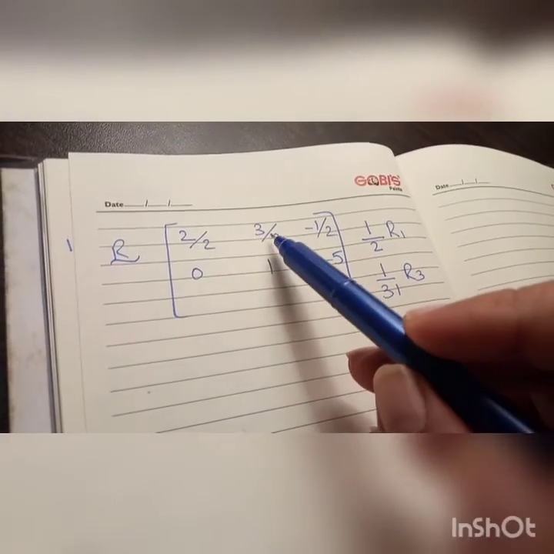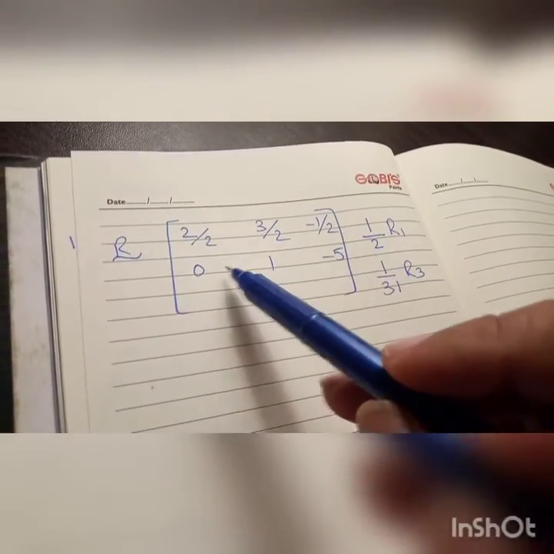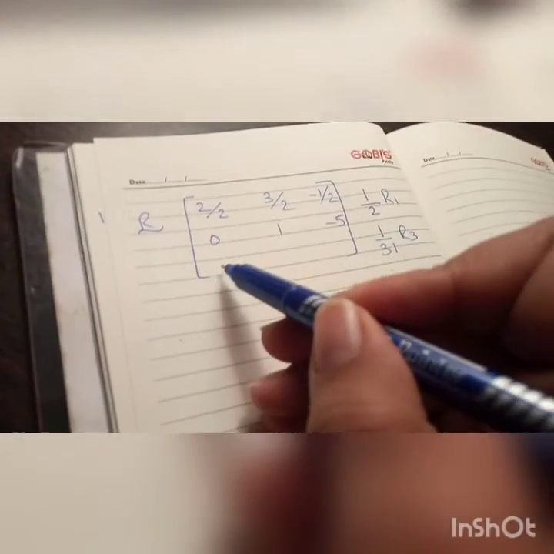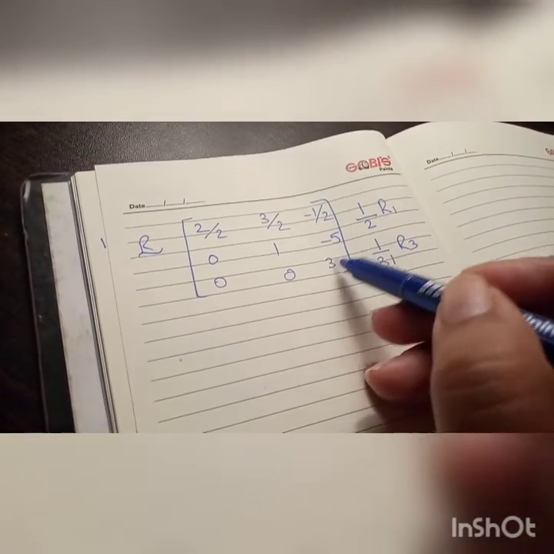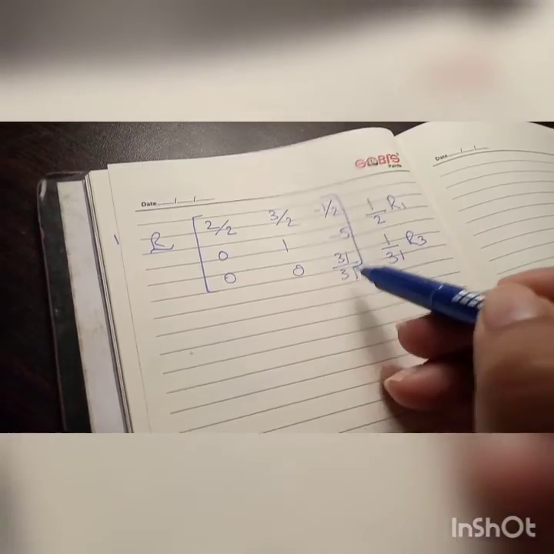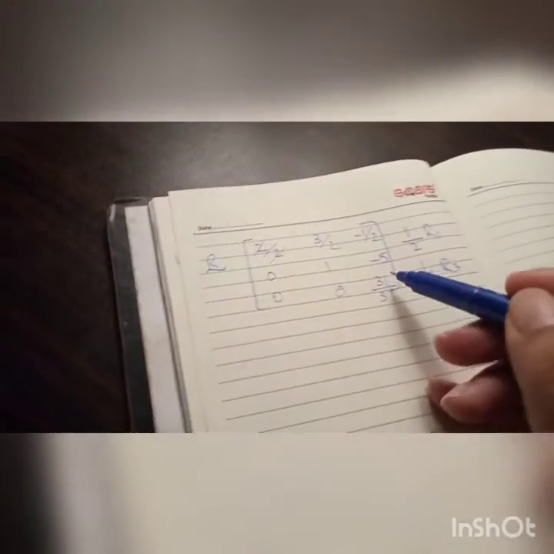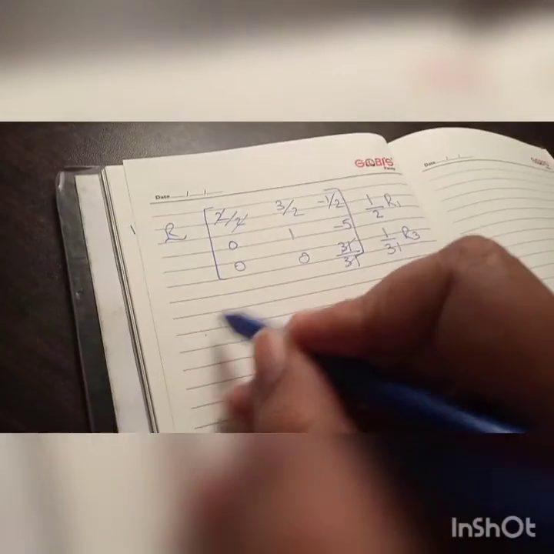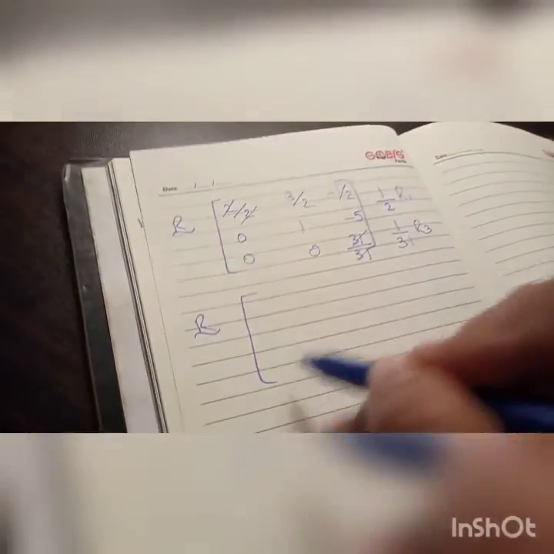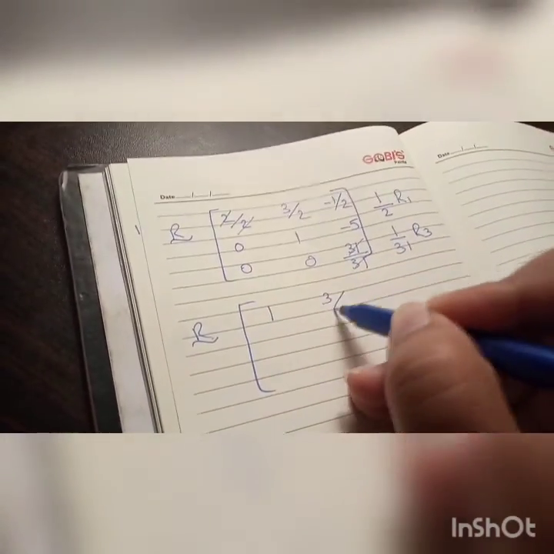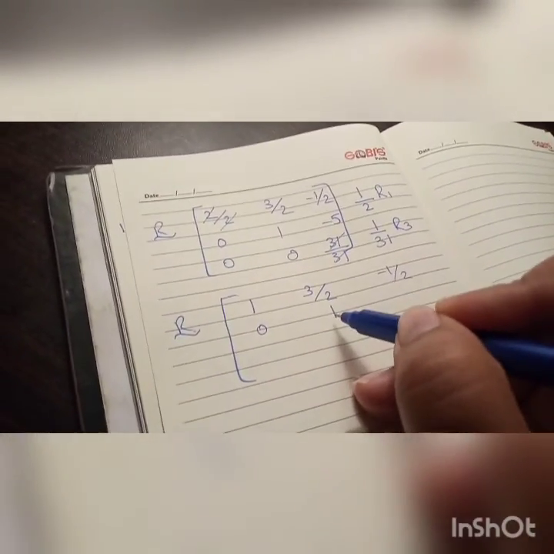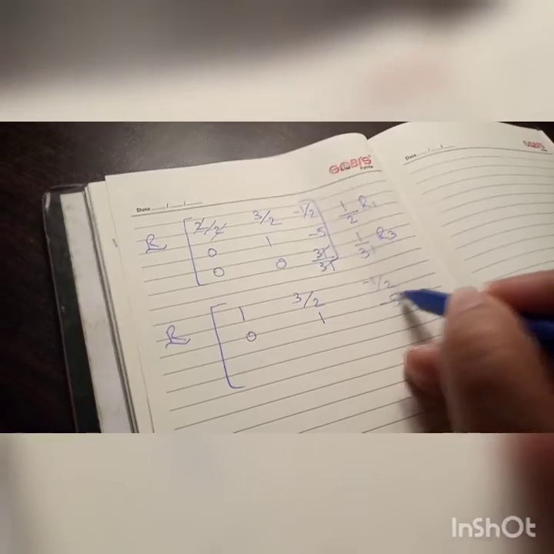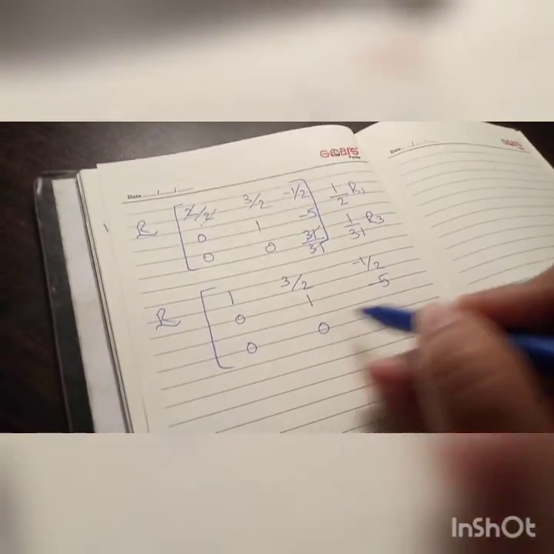2 divided by 2, 3 by 2 and -1 by 2. Row 2 will remain that way. These positions were 0 and here it was 31, so it will be divided by 31 here. In that way these will be cancelled, and what we will get, this is our final answer: 1, 3 by 2, -1 by 2, 0, 1 and minus 5, 0, 0 and 1. So finally this is done.